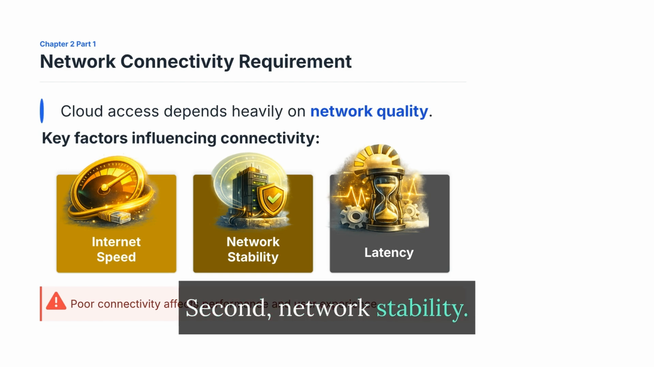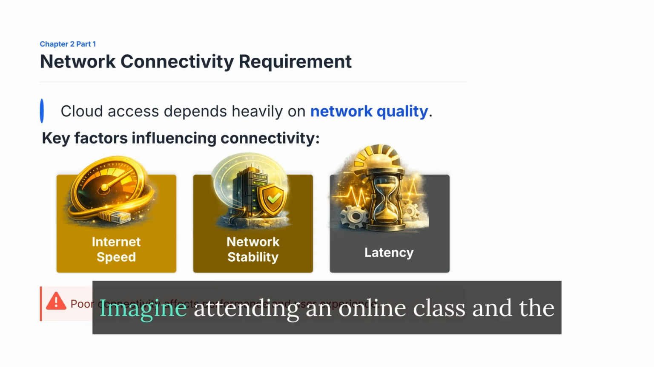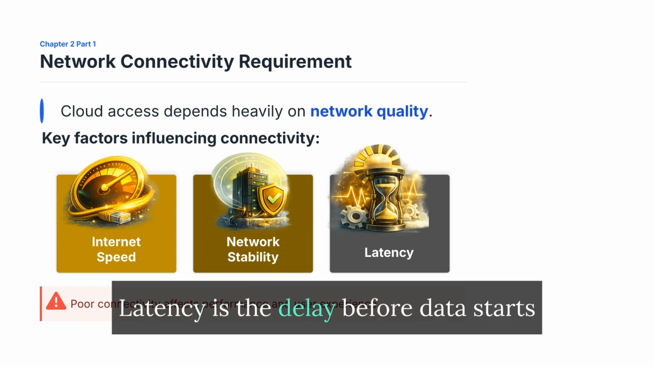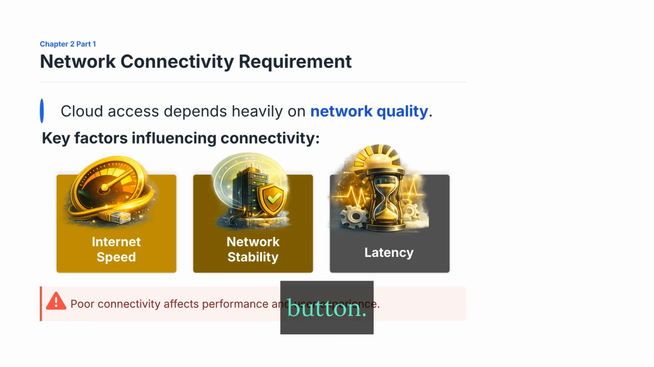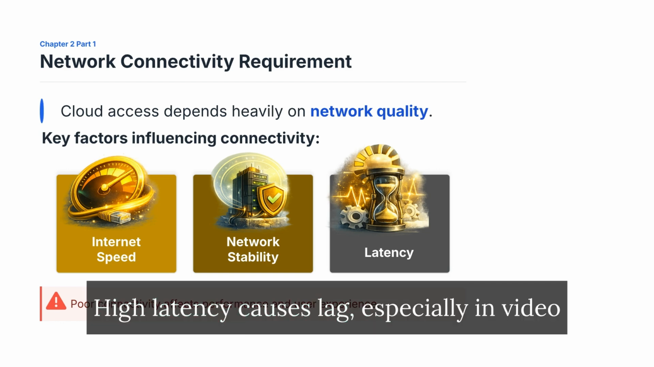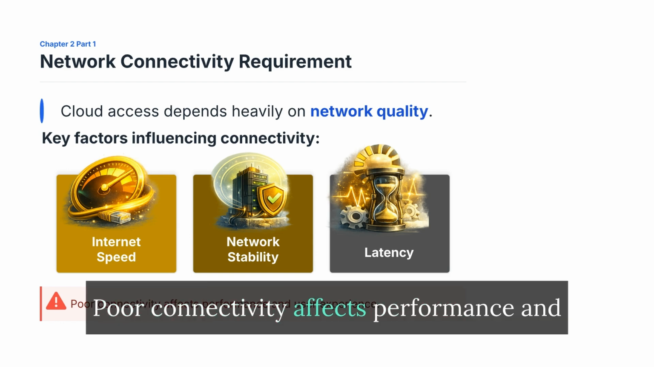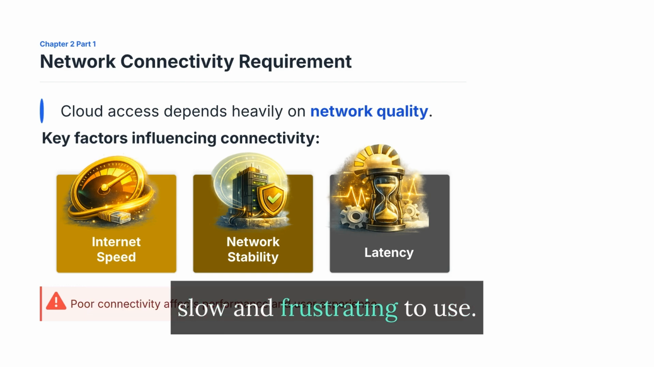Second, network stability. This means your connection does not keep disconnecting. Imagine attending an online class, and the line keeps dropping. Third, latency. Latency is the delay before data starts moving. It is like the waiting time after you click a button. High latency causes lag, especially in video calls or online games. Poor connectivity affects performance and user experience, meaning the system feels slow and frustrating to use.